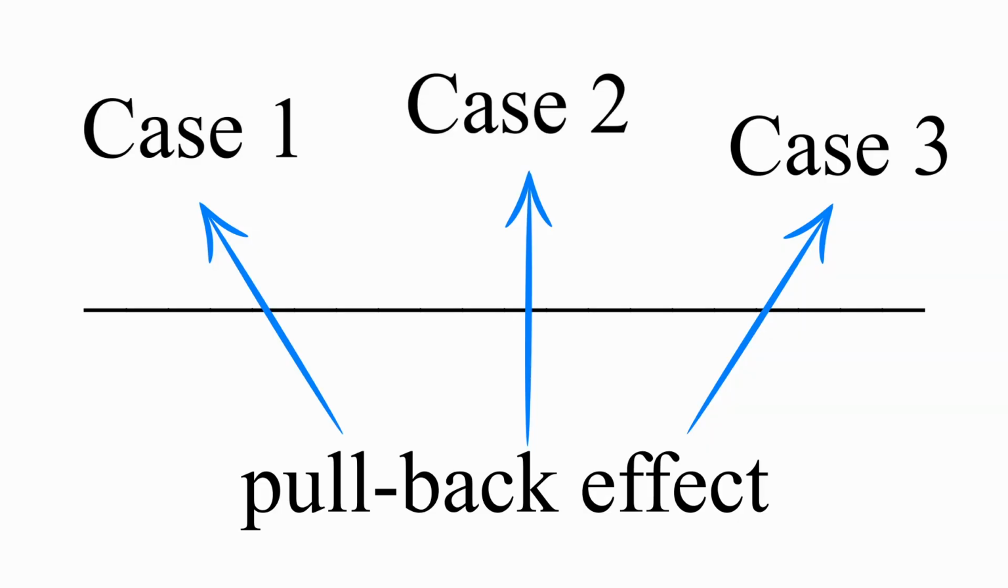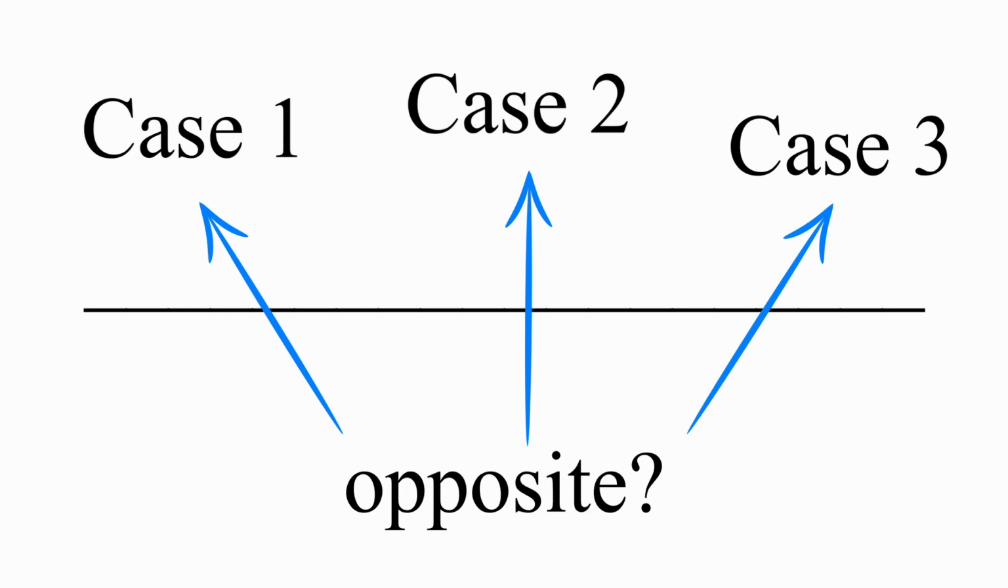Now that you know how fall rise works, let's take a look at rise fall. And just like before, this has to be where it's one piece. With fall rise, we saw how the core idea or feeling was a pullback effect. So is rise fall the opposite?